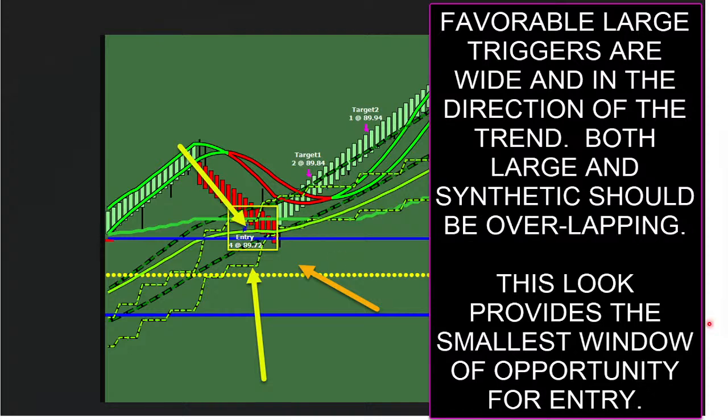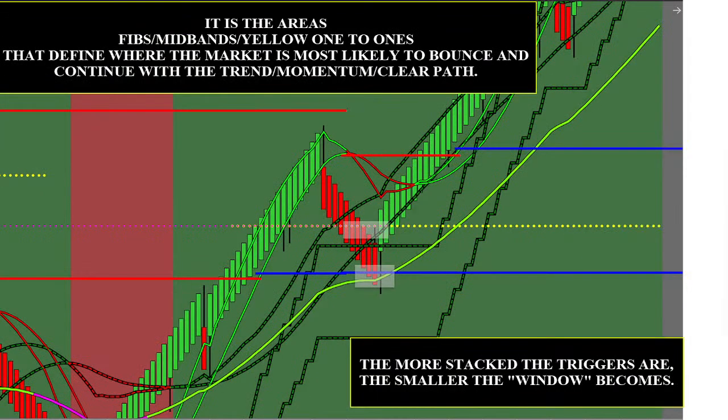So the triggers define where the retracement is most likely to happen. It's the areas inside of those triggers, fibs, mid-bands, yellow 1-to-1s. These define where the market is most likely to bounce and continue with the trend, with the momentum, with the clear path. So the trigger lines tell me it might go somewhere between here and here. The areas inside say this is where it's most likely to bounce.